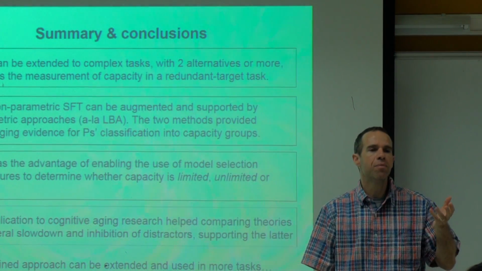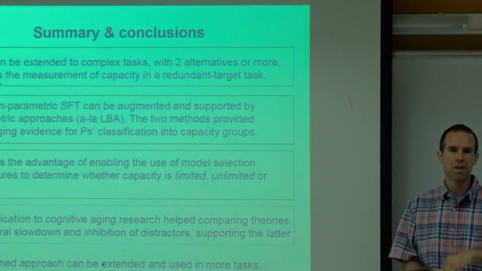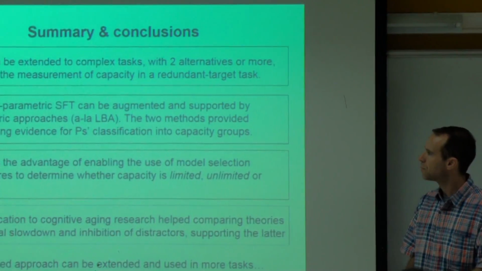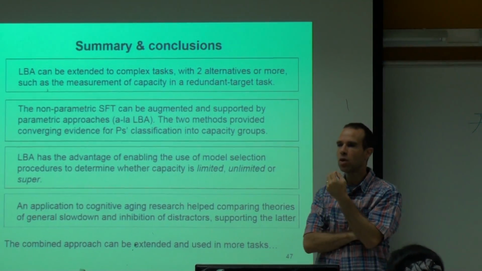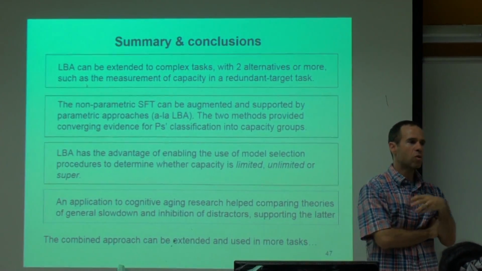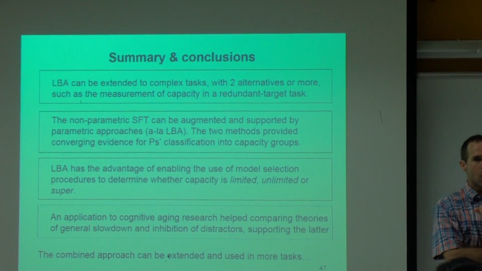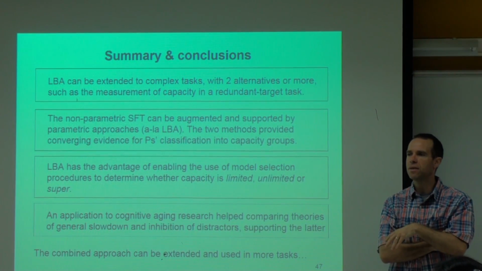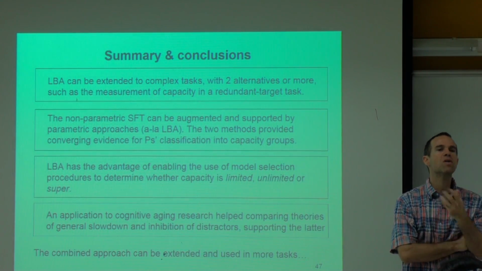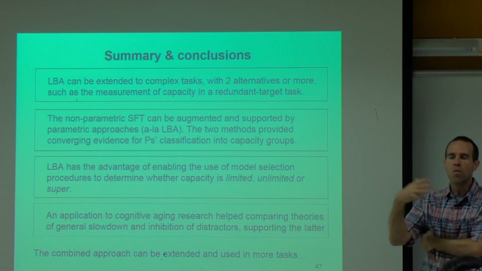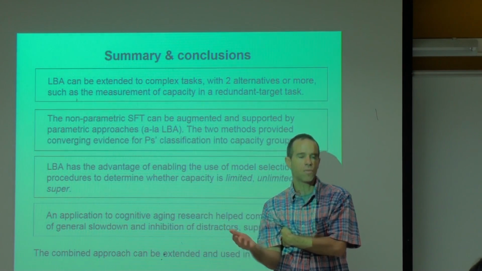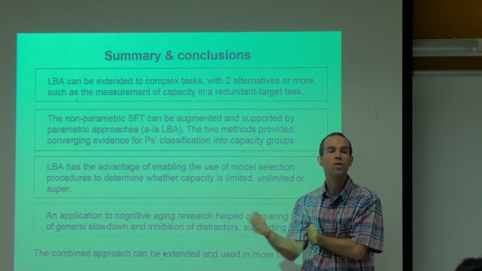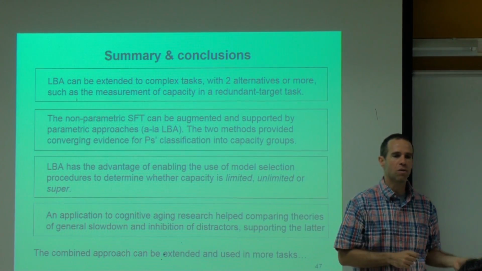So really, I think we can probably finish here and then answer questions if you have any. The idea is that the LBA is a very convenient model to use to describe your decision. We can also use it as a sophisticated measurement whereby the rate of evidence accumulation is indicative of the efficiency of processing under various conditions.